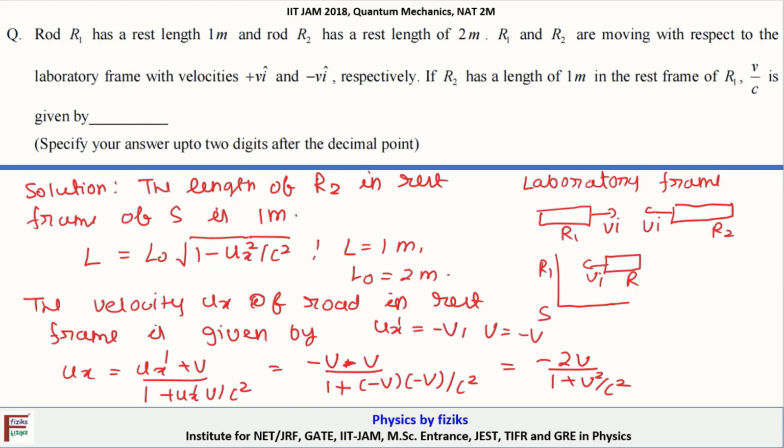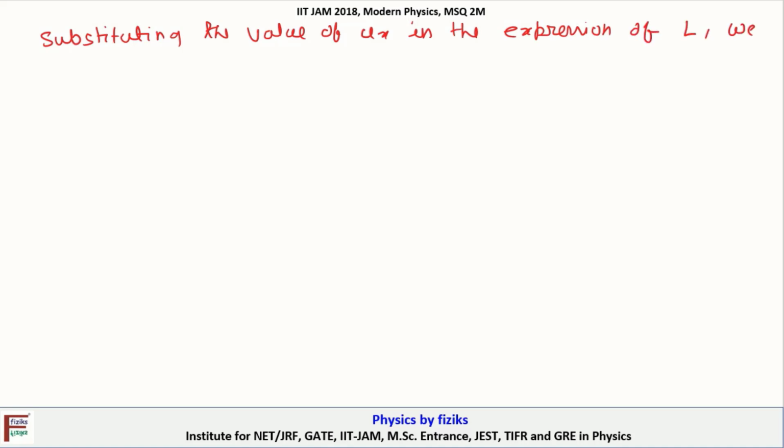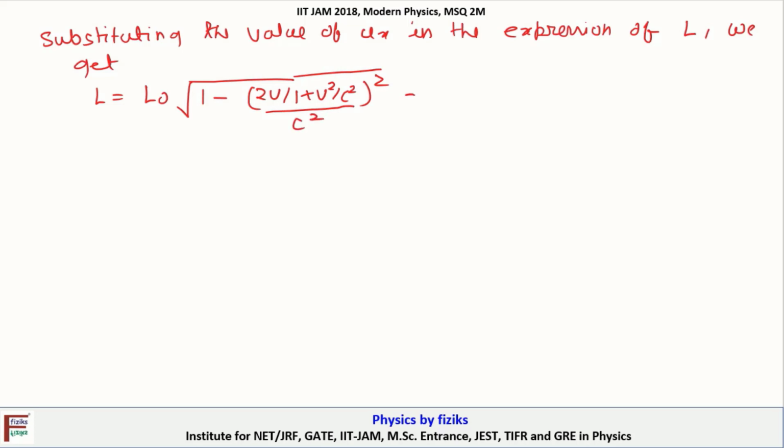So substituting value of ux in the expression of L, we get L is equals to L naught root over 1 minus (2v into 1 plus v square by c square) whole square divided by c square, which can be written as L naught root over 1 minus 4 beta square divided by (1 plus beta square) whole square.